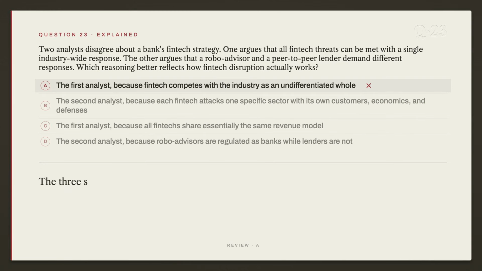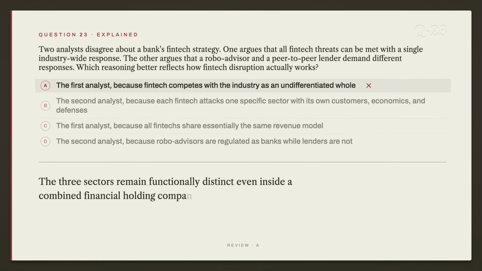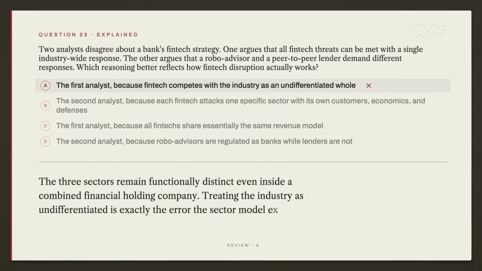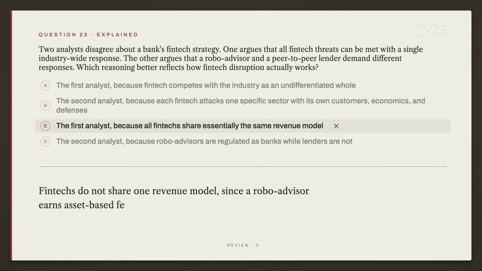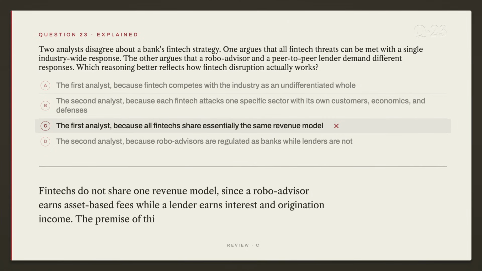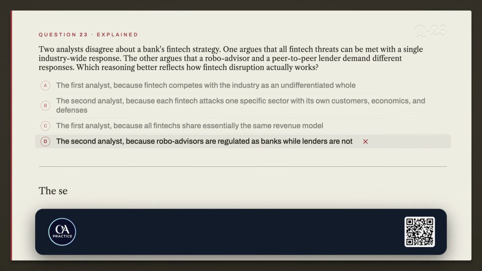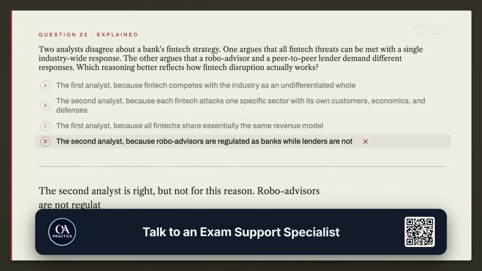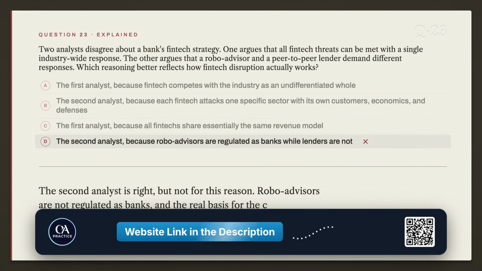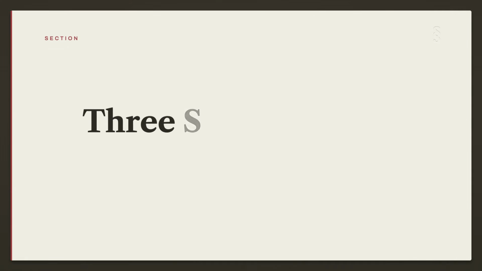A is wrong because the three sectors remain functionally distinct even inside a combined financial holding company. Treating the industry as undifferentiated is exactly the error the sector model exists to prevent. C is wrong because fintechs do not share one revenue model, since a robo-advisor earns asset-based fees while a lender earns interest and origination income. The premise of this answer is false. D is wrong because the second analyst is right, but not for this reason. Robo-advisors are not regulated as banks, and the real basis for the conclusion is sector-specific competition.